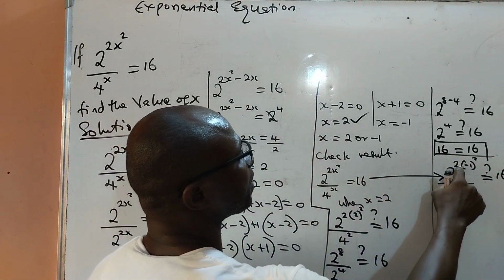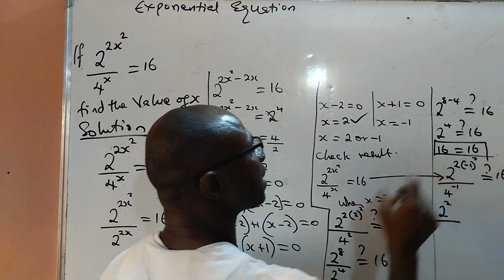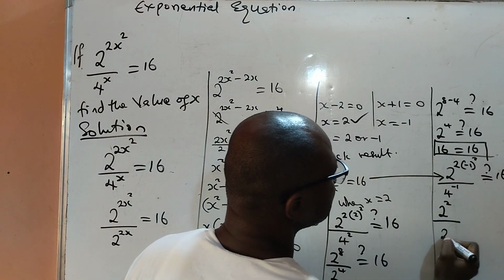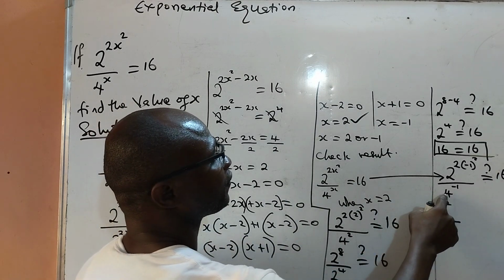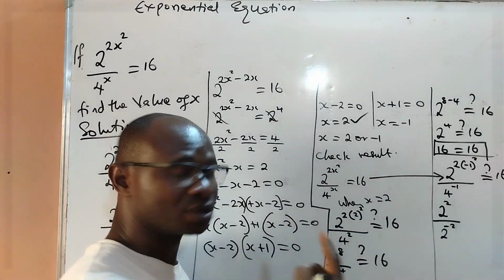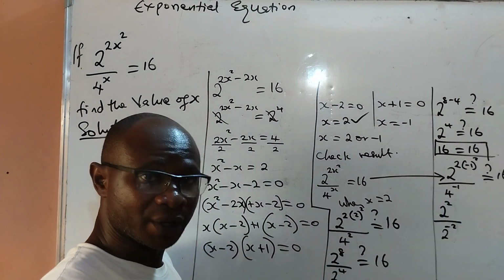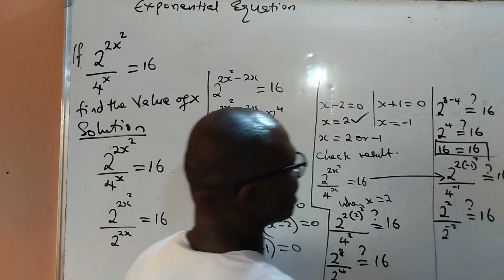Therefore, we'll have 2 raised to power 2, all over 4 raised to power minus 1, which is the same thing as 2 raised to power minus 2. What do I mean by that? 4 is 2 raised to power 2, then multiply by minus 1, which is now minus 2. Alright, will this be equal to 16? We want to find out.